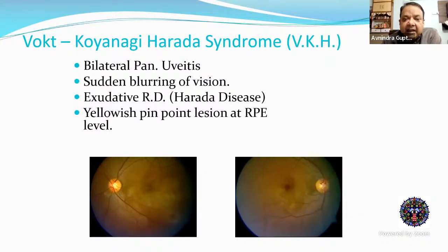Vogt-Koyanagi-Harada syndrome is a bilateral panuveitis. There is a sudden blurring of vision. On the posterior pole, you will see an exudative RD. OCT will show subretinal fluid. The hallmark of Vogt-Koyanagi-Harada syndrome is yellowish-white precipitates, point-point lesions at the level of the retinal pigment epithelium.